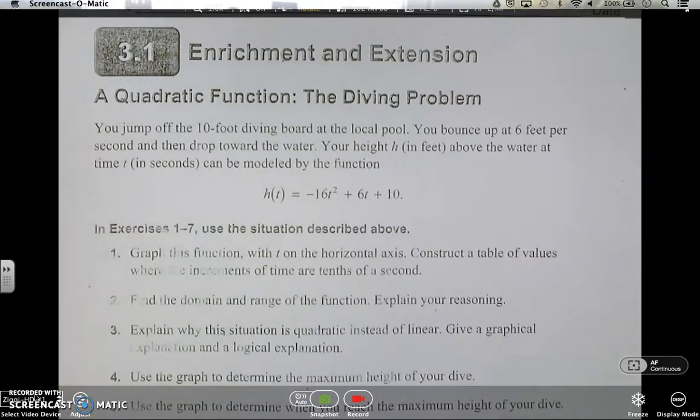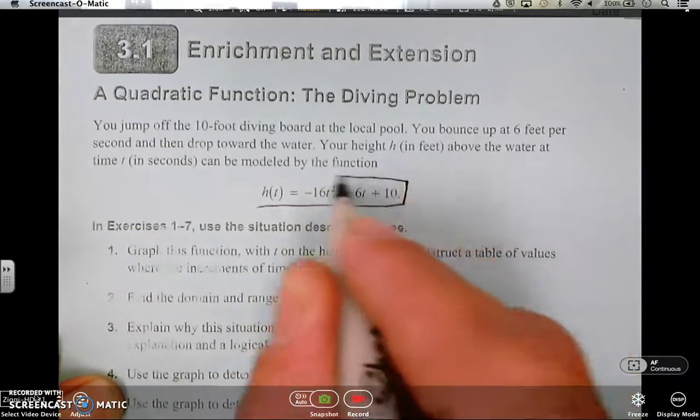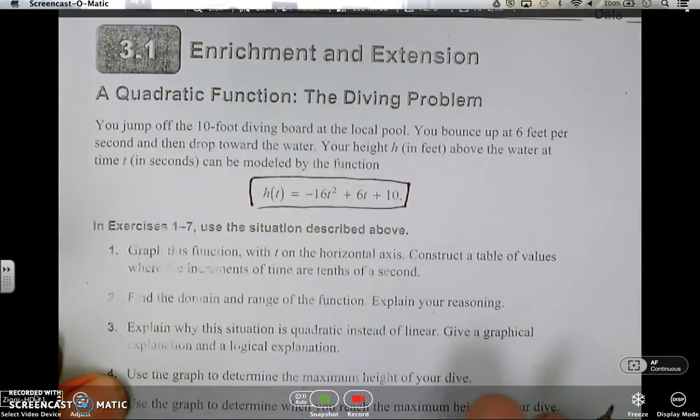So first, let's read the question. It says, you jump off the 10-foot diving board at the local pool. You bounce up at 6 feet per second and then drop towards the water. Your height in feet above the water at time t seconds can be modeled by this function. Okay, so first let's talk about the function notation. Then we'll get down to the basics.